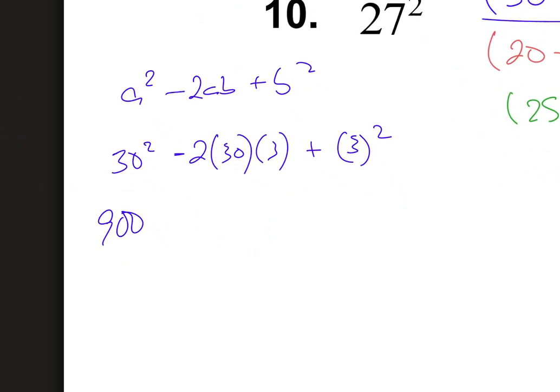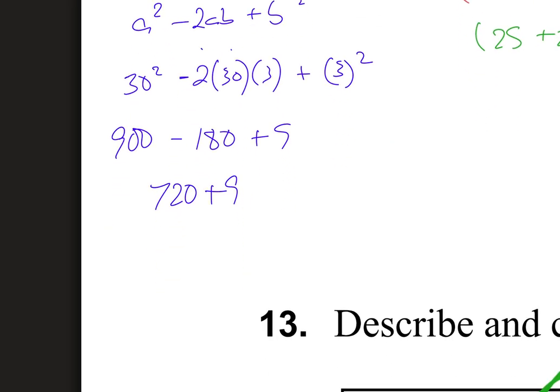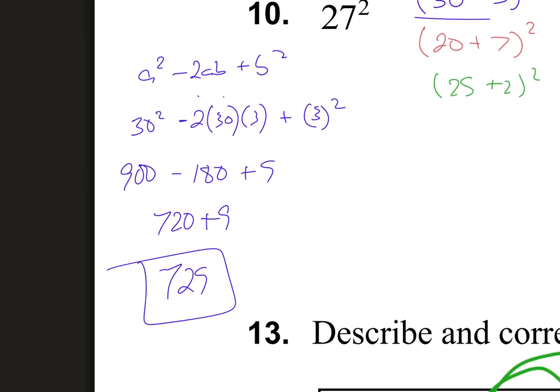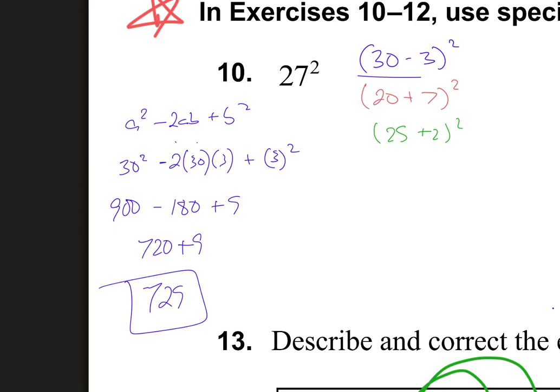Okay, so let's keep going. 2 times 30 is 60. 60 times 3 is 180, and then plus 9. So 900 minus 180 is 720 plus 9. So it's 729. So in theory, we were able to do 27 squared, potentially faster, potentially with less hassle. Depends on how you look at it.